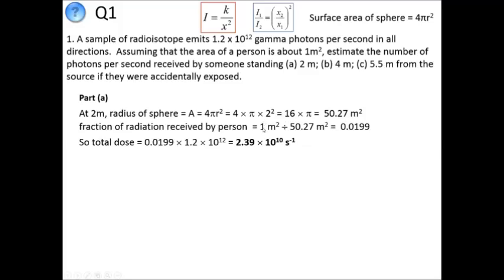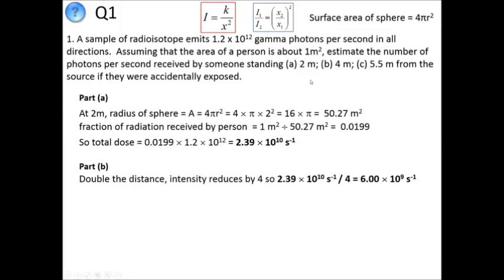Now the person standing receives an area, as the question says, of about 1 meter squared, so they are receiving a fraction, 1 over 50.27, of the original dose. They're receiving 0.0199 of the original photons being emitted, 1.2 times 10 to the 12. So I've taken this fraction of the original, which gives you their actual dose per second: 2.39 times 10 to the 10 per second in terms of the photons hitting them.